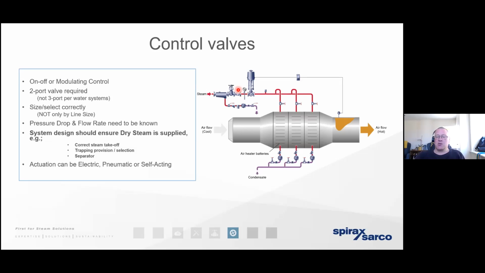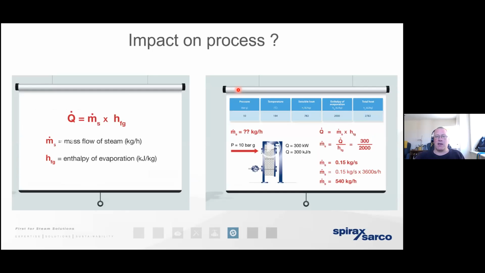So let's just look very quickly at the impact of a process here. And this really gives us an understanding with regards to how we can go back to first principles to calculate the steam demand of a process and therefore help us to size a control valve. And it all comes down to understanding, first of all, the enthalpy of evaporation present in the steam at the known pressure.